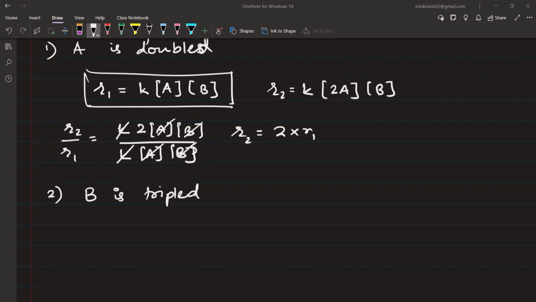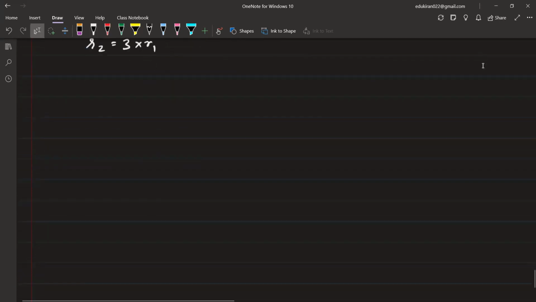कितना आ रहा सादा आपका आंसर इसमें बताइए. The R2 is 3 times R1. Very good. R2 is 3 times of R1. ठीक है ना? एक दूसरा केस लेते हैं.